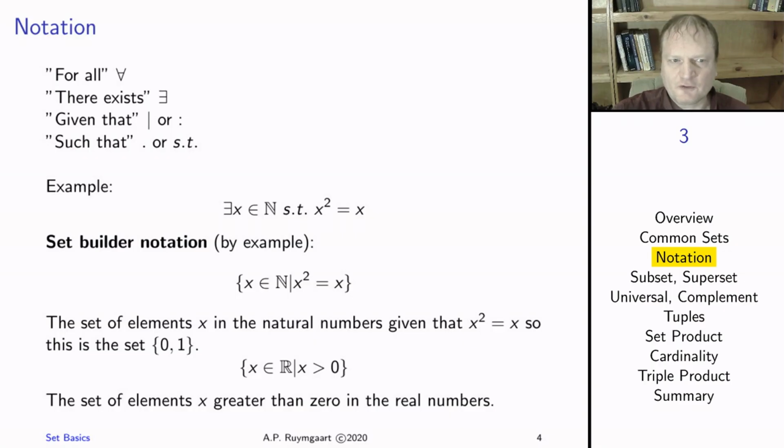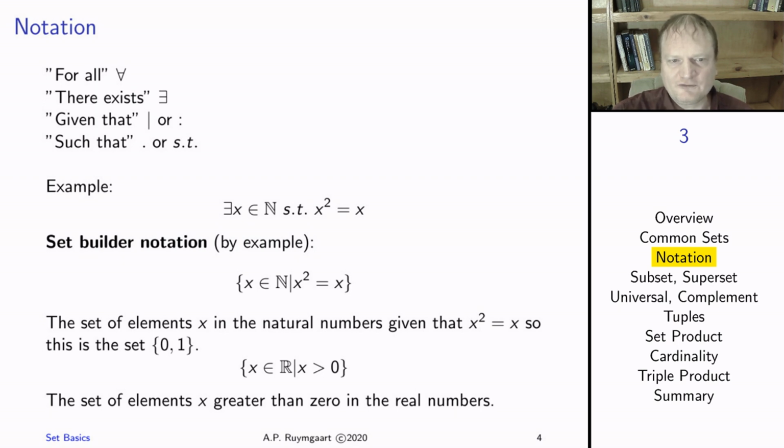Let's go over a little bit of notation that we will see commonly. Starting at the top of the slide, we have this V-looking symbol with a bar in it that means for all. So if you ever see that symbol, just read for all in its place. And then we have a backwards 3 looking symbol that means there exists. And then a vertical bar or a semicolon can be read as given that. And then either a dot or the abbreviation s.t. indicates such that.